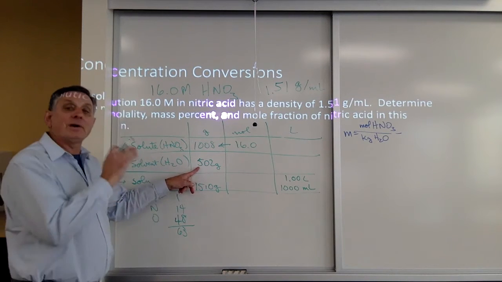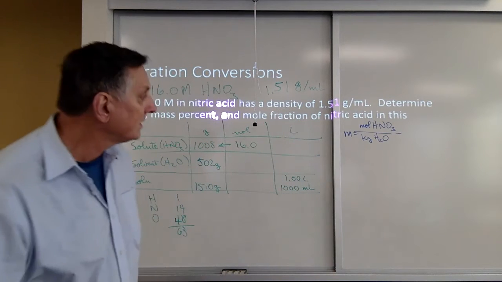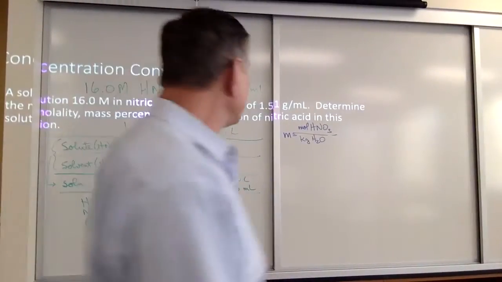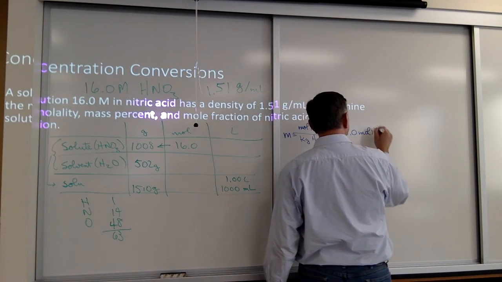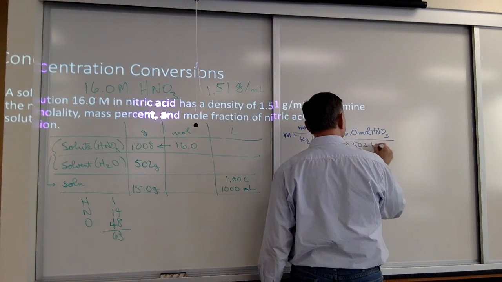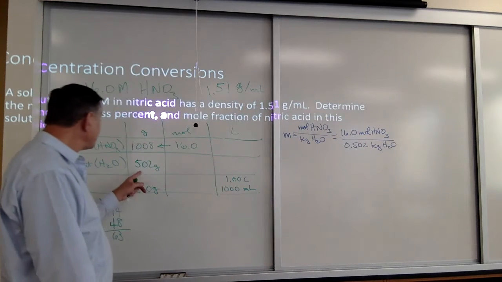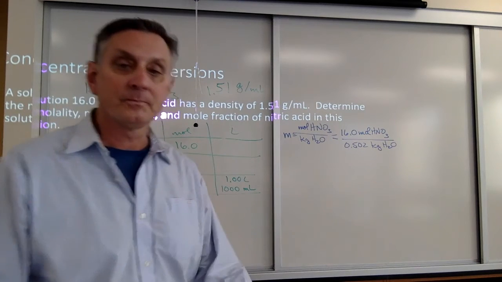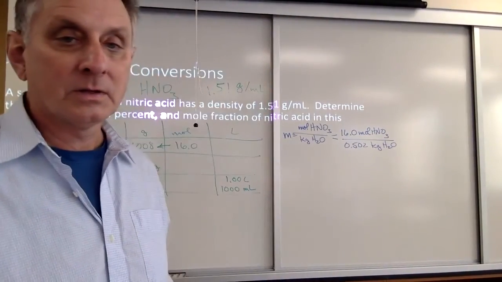All right, but now I know that this number goes right here for kilograms. So this is now, I'm going to move it over just a little bit. This is equal to 16.0 moles of HNO3 all over 0.502 kilograms. Because you know your metric prefixes, you know immediately that 502 grams is 0.502 kilograms. All right. Just make sure that you're seeing that. Yep, great.